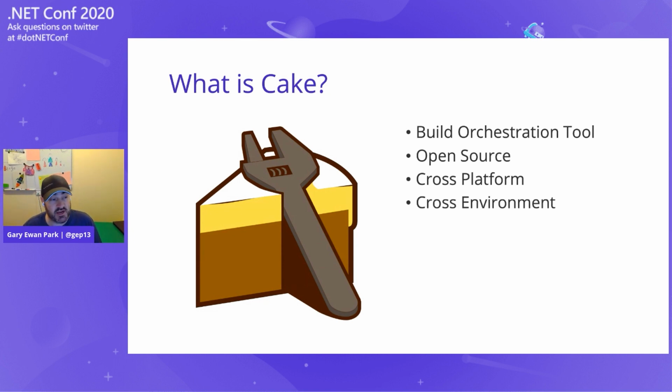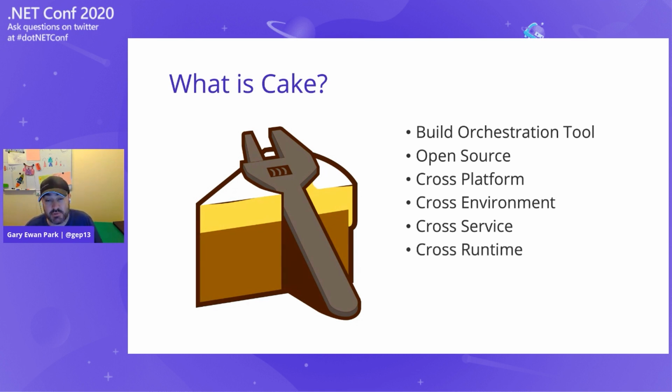It's also cross-environment. So what I mean by that is you can run Cake locally, or you can run it on your premises within your organization. You can run it on containers. It'll run pretty much everywhere that you would want it to. It's also cross-service. So if you want to run it on Azure DevOps, or AppVeyor, or Circle CI, or TeamCity, anywhere that you can run .NET, you can run Cake as well.